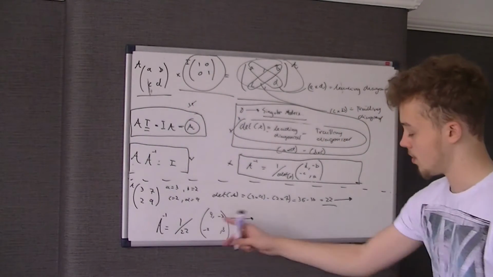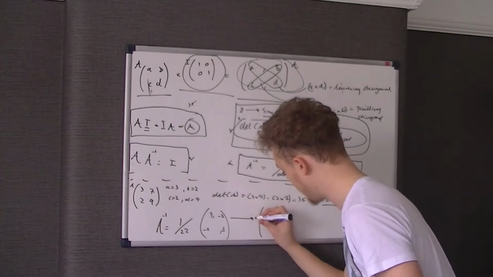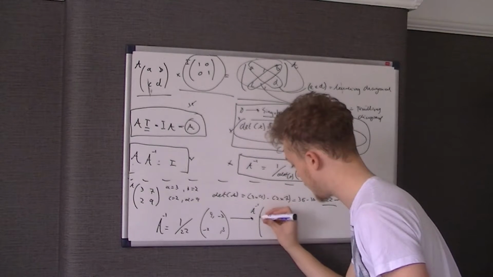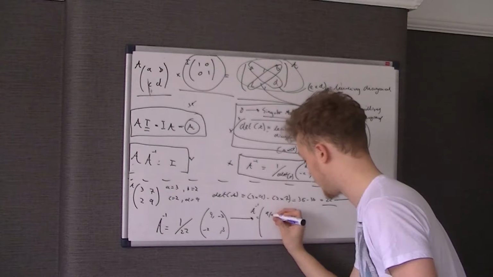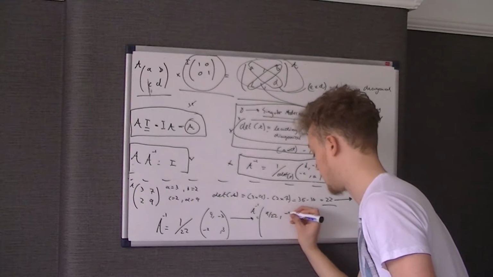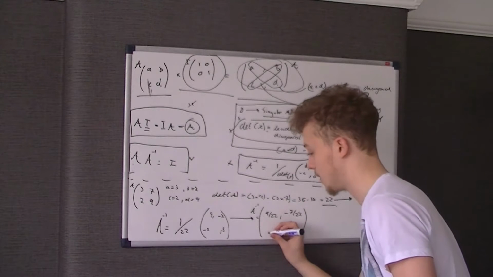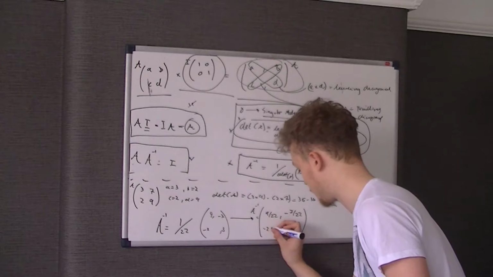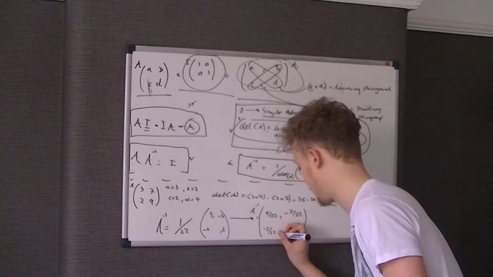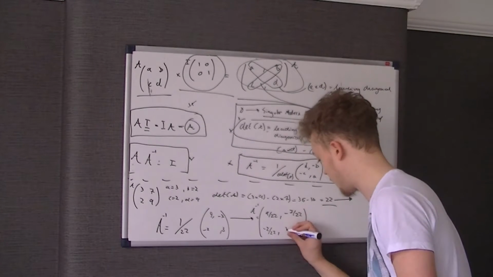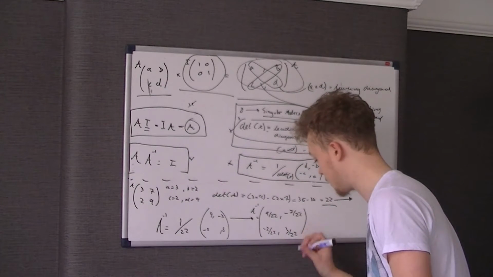So the inverse of A is 9 over 22, and then negative 7 over 22 top right. Bottom left is negative 2 over 22. Obviously you could cancel these down, but I'm giving you the raw figures. And then bottom right is 3 over 22.